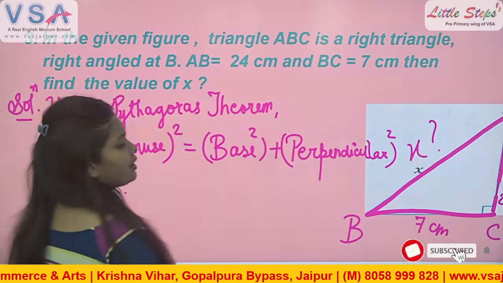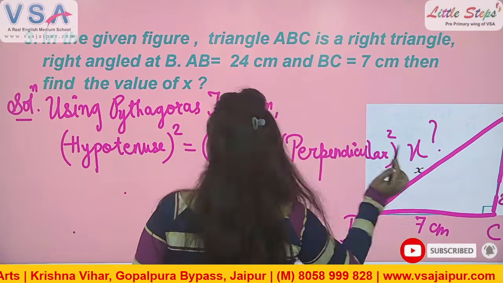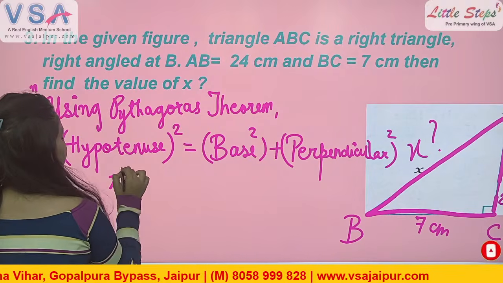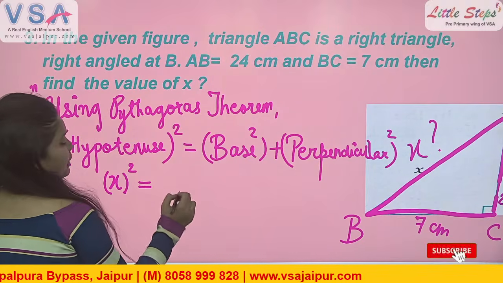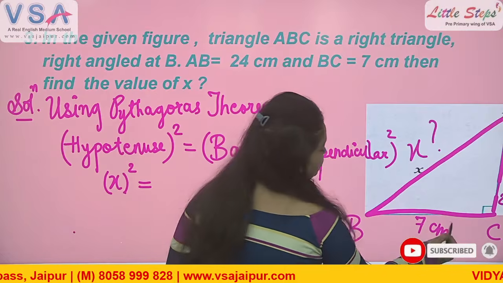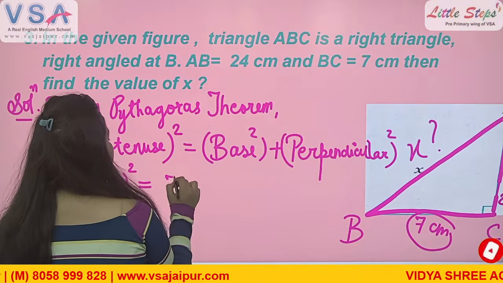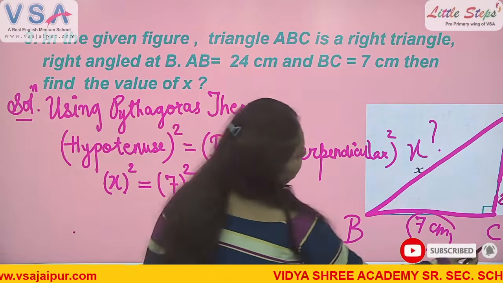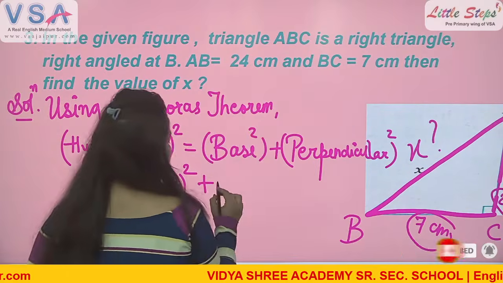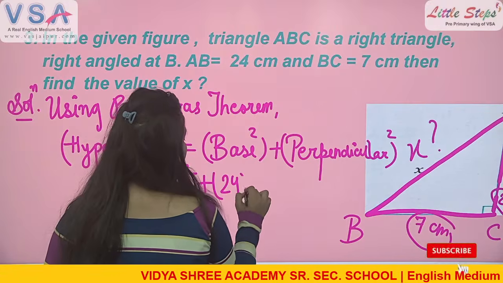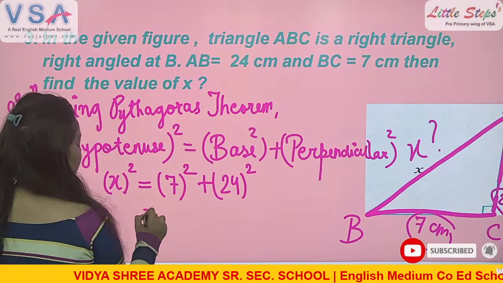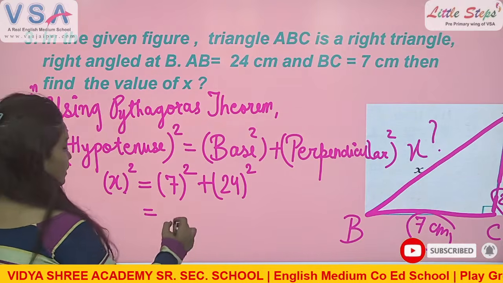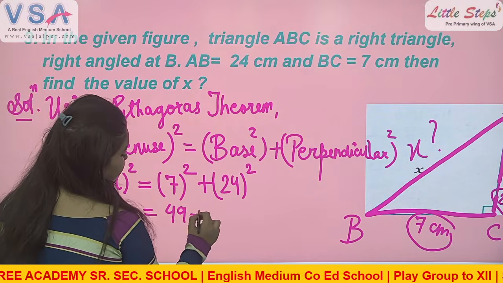As you all know, in a right triangle, what is the hypotenuse? This side. So we don't have the hypotenuse value, we write x square. Then the base. What is the base? Base is 7 centimeters, 7 square, plus perpendicular. Perpendicular is 24 centimeters, so we need to do the square of 24 also. What is 7 square? 49. And what is the square of 24?